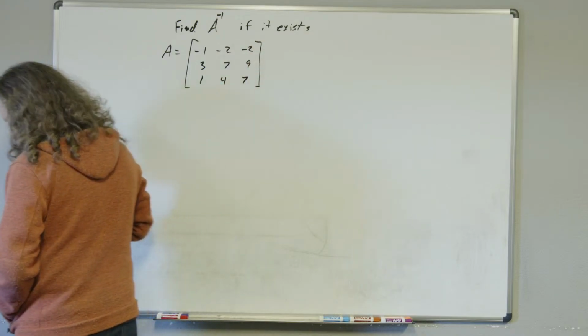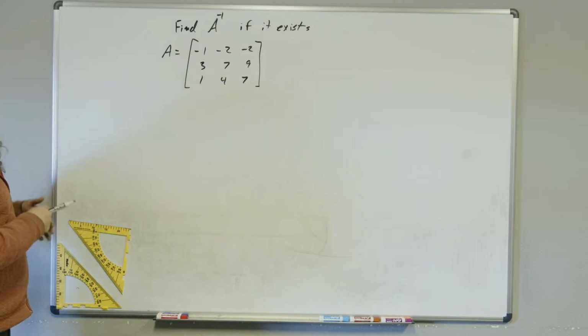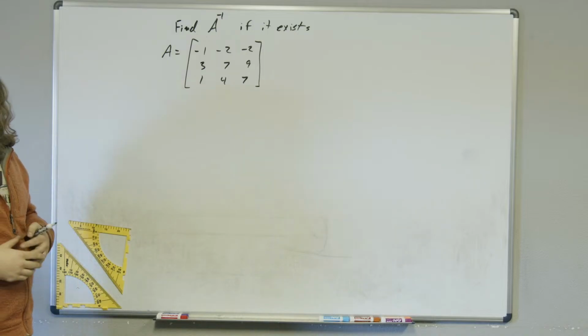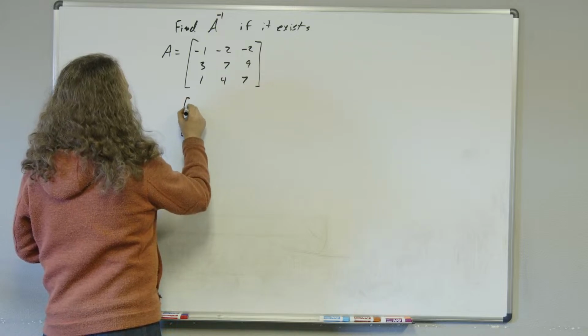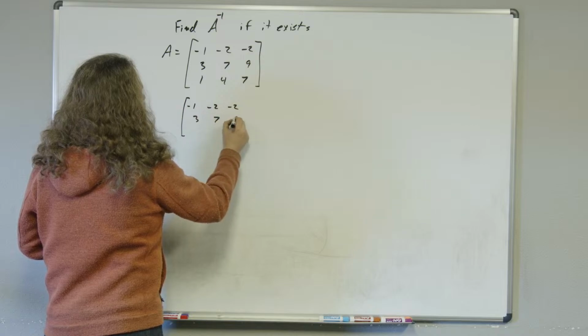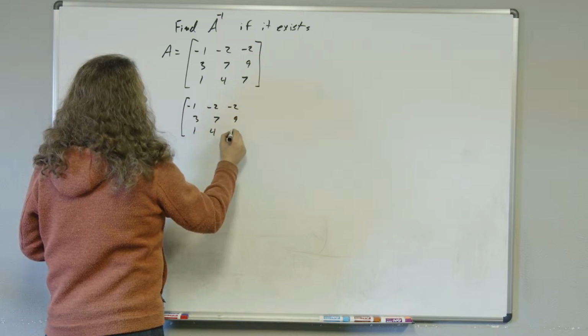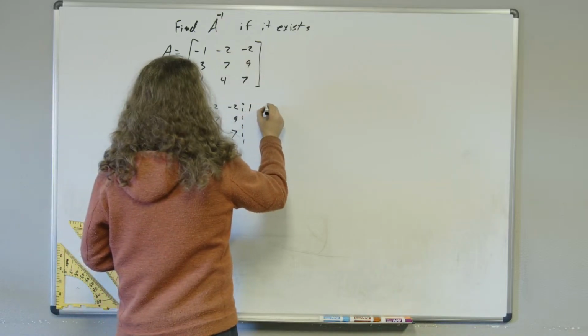Okay. So, to find the inverse using this method, we write a doubly augmented matrix. So we're going to write this matrix, and then this matrix.